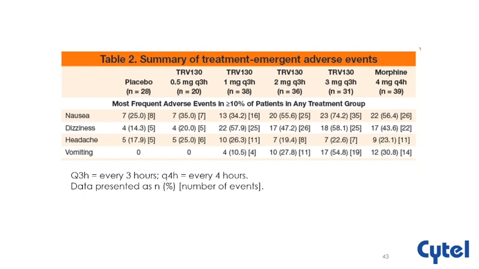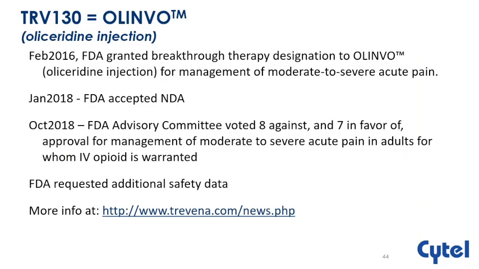And so this information, when submitted to the regulatory agency, yielded breakthrough therapy designation for the test treatment for the management of moderate to severe acute pain. The NDA was filed last January. The advisory committee voted 8 against and 7 in favor. And the reason was inadequate safety information from phase 3. And so they requested more safety information.